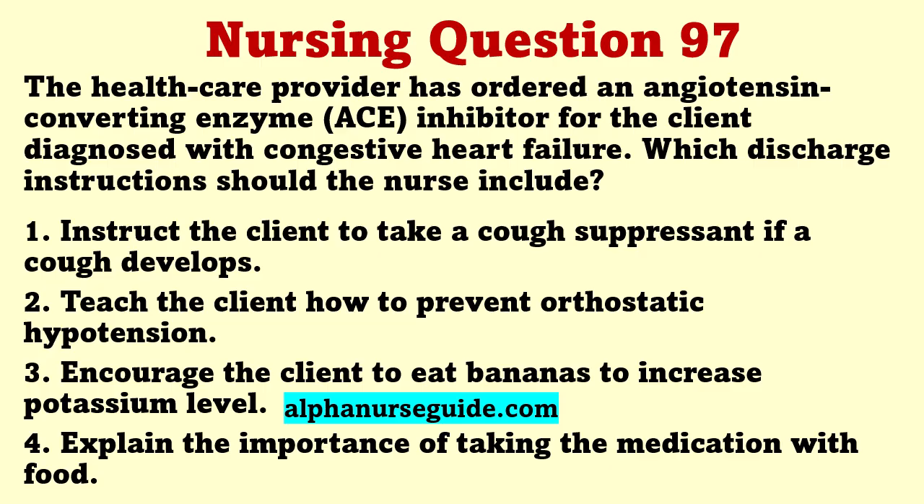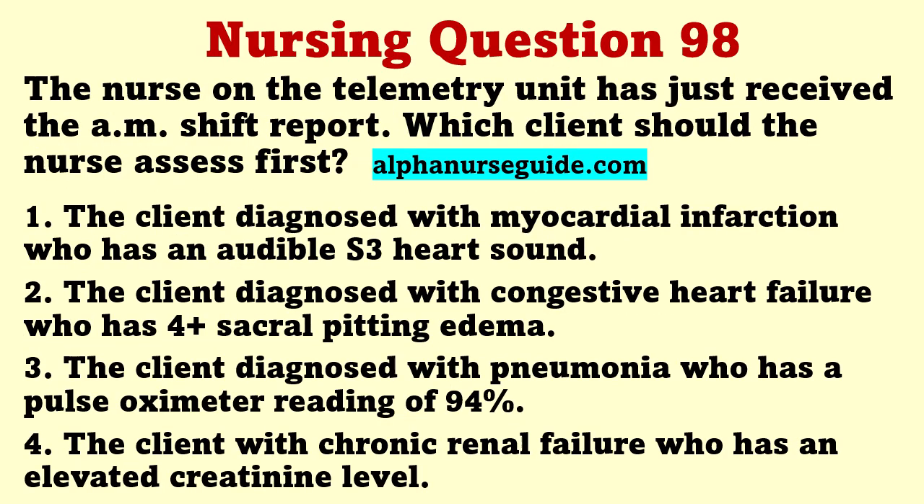The nurse on the telemetry unit has just received the AM shift report. Which client should the nurse assess first? 1. The client diagnosed with myocardial infarction who has an audible S3 heart sound. 2. The client diagnosed with congestive heart failure who has 4+ sacral pitting edema. 3. The client diagnosed with pneumonia who has a pulse oximeter reading of 94%. 4. The client with chronic renal failure who has an elevated creatinine level.